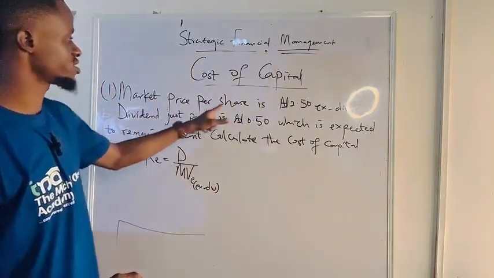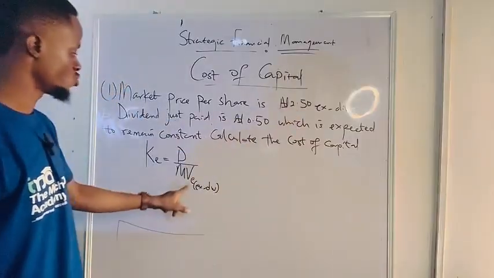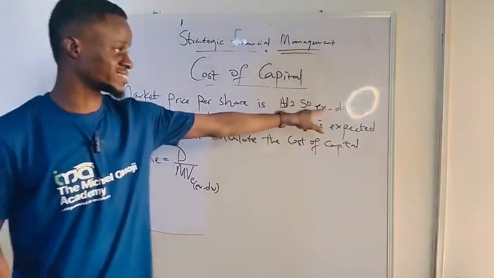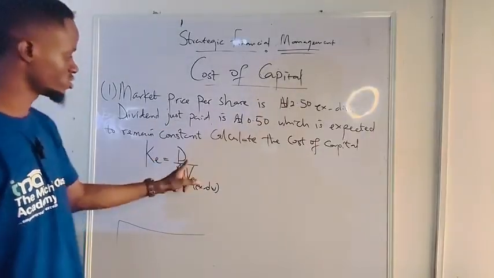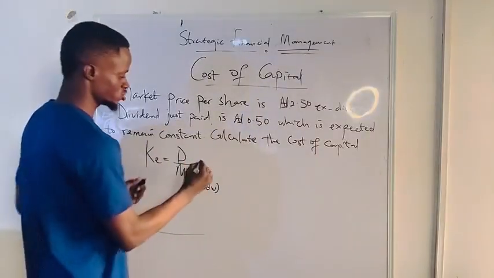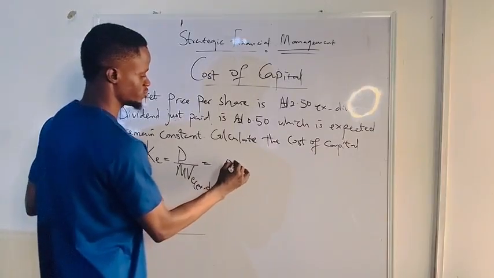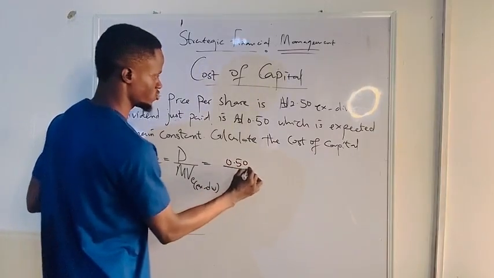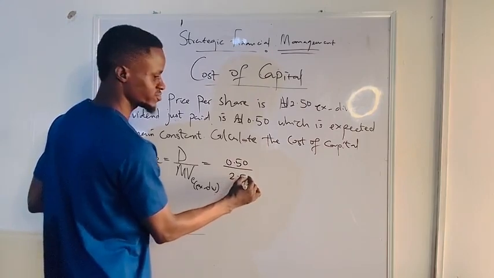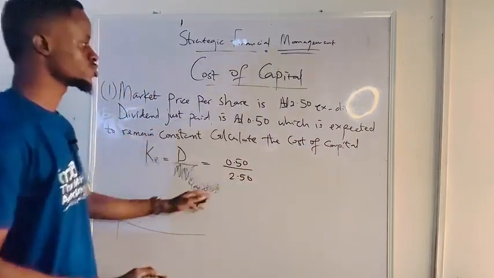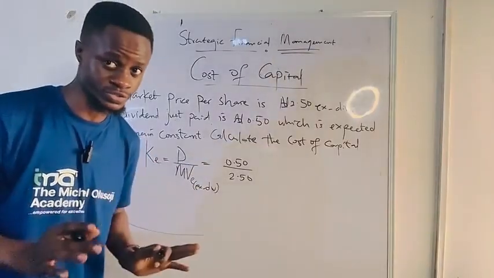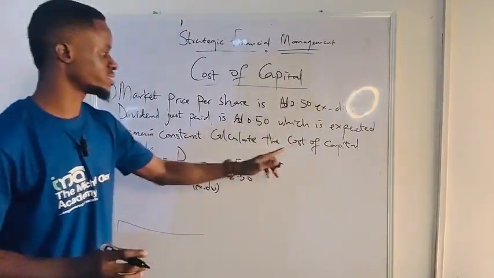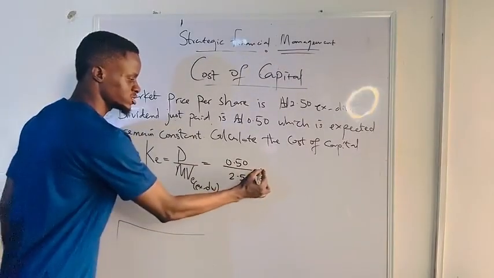You say the market price per share is this, so we know the value of our market ex-div. They gave us the ex-dividend just paid is this, so we know the value of this. So let's just put it out like that. It is 0.50 over 2.50, right? Which is expected to remain constant. That means there's no growth. Calculating the cost of capital is simple. This is just it.